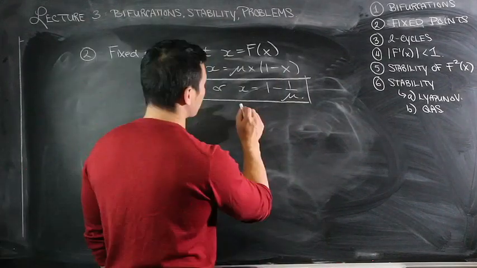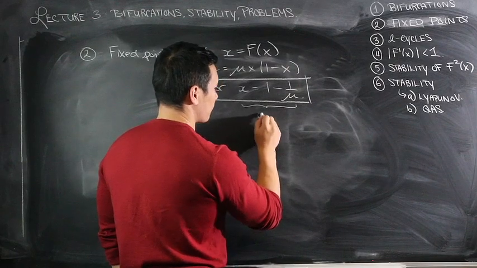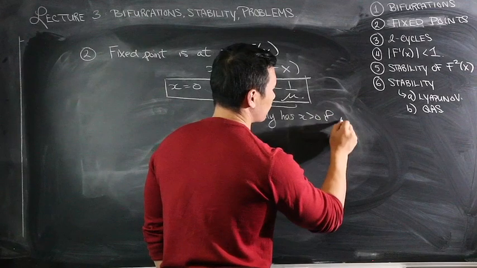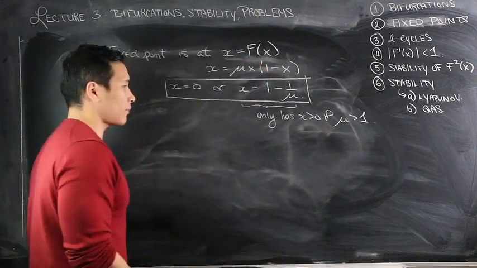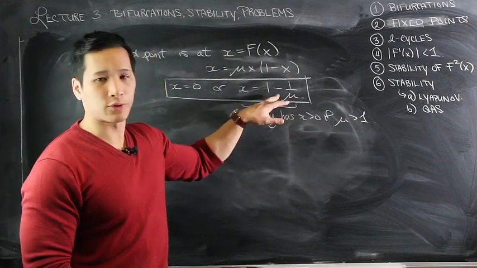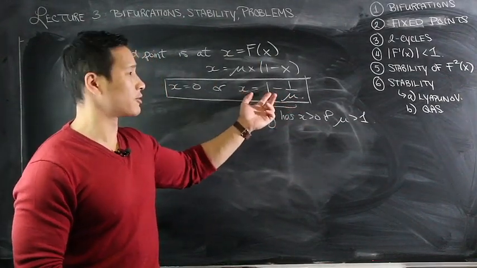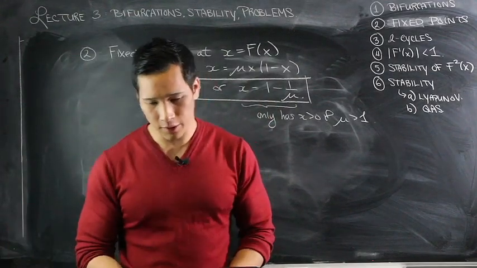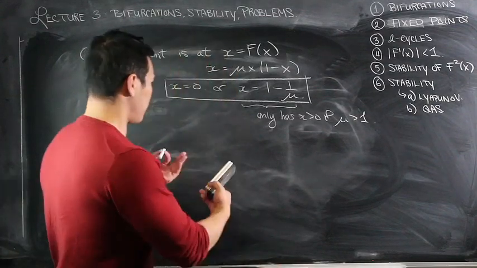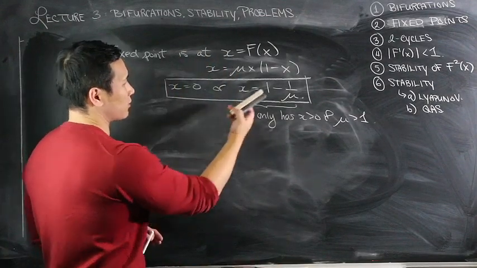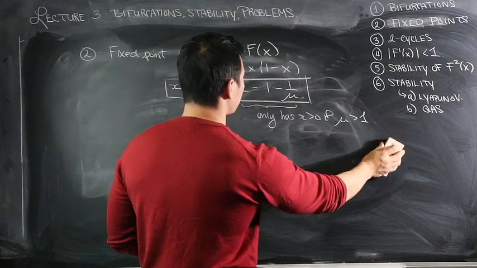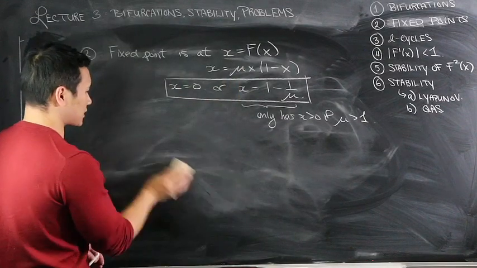Okay, and you'll notice that this one here only has x greater than 0 if mu is greater than 1. Okay, but the point is that for all values of mu greater than 1, this one always exists, and it just gets closer and closer to 1 as mu goes to infinity. So you always have two fixed points in the system when mu is greater than 1. If mu is less than 1, then this one here is not on the relevant side, and you only have x equal to 0. Okay? So that's how you find fixed points.